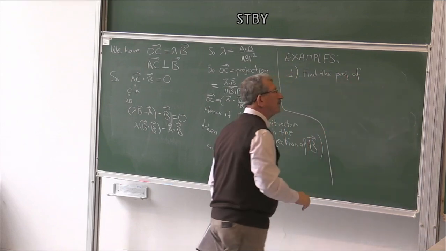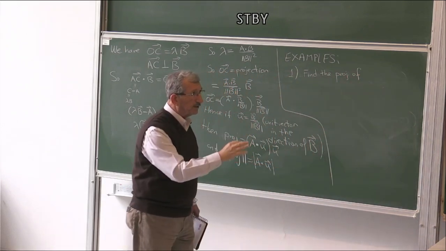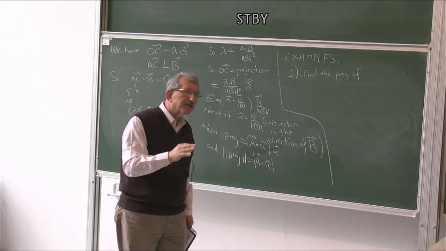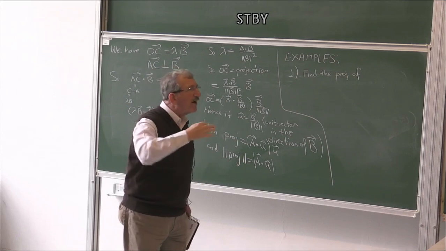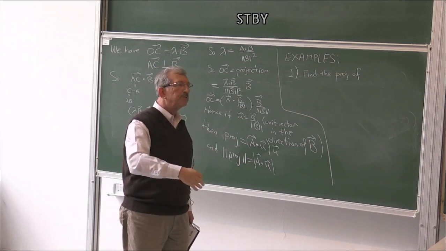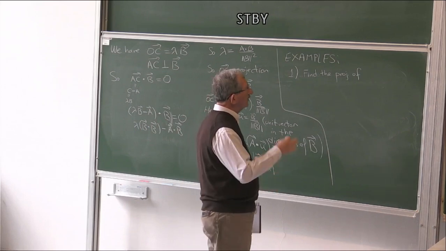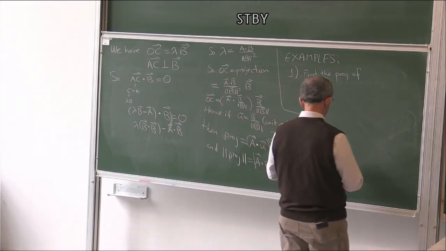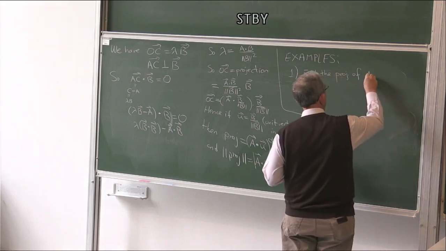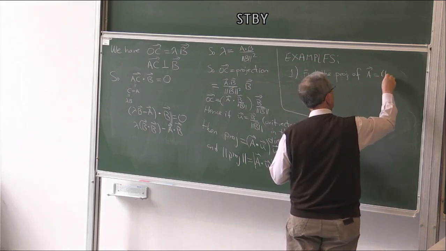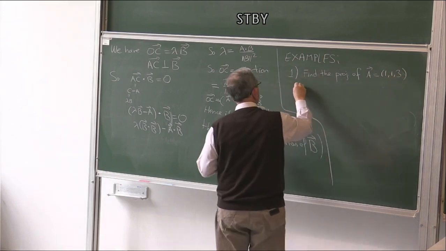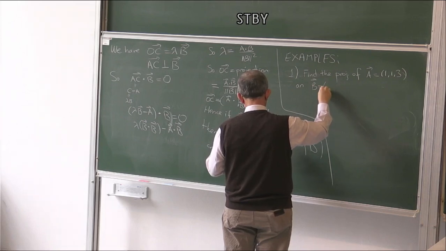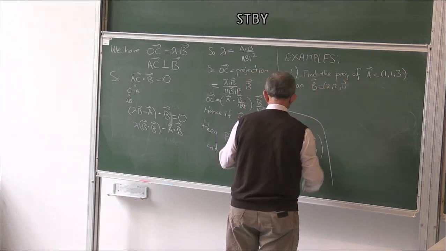Okay, when we say the projection, of course, from the definition, it is actually a vector. So I don't emphasize it's the projection vector, but just projection. It means it's a vector. Okay, the length of the projection, of course, is a non-negative number. Okay. Of the vector A, 1, 1, 3, on B, 2, 2, 1. Okay.